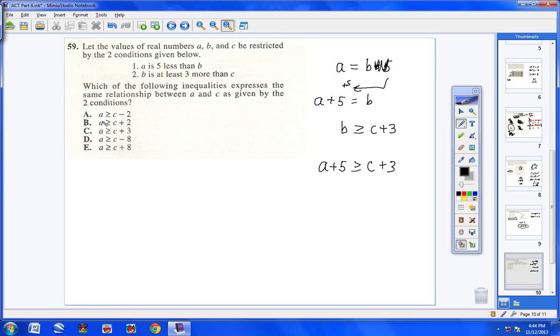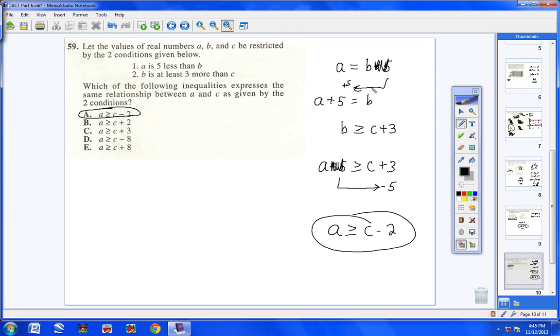And look at this. Now if I can get A by itself, maybe this will match one of these over here. So bring your +5 over, and it becomes a -5, and it's gone now. So I'm left with A is greater than or equal to C minus 2, because +3 minus 5 is -2, and that would be this answer right here. So letter A.